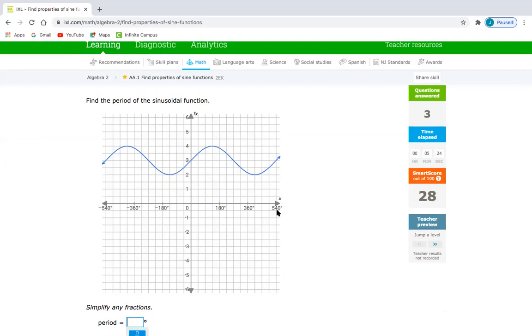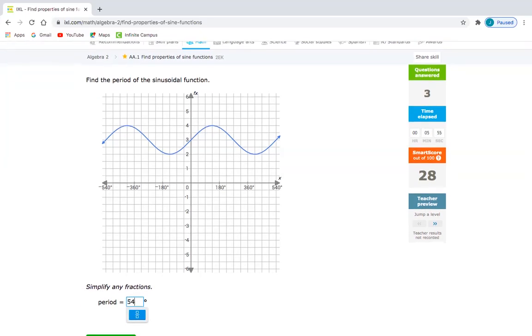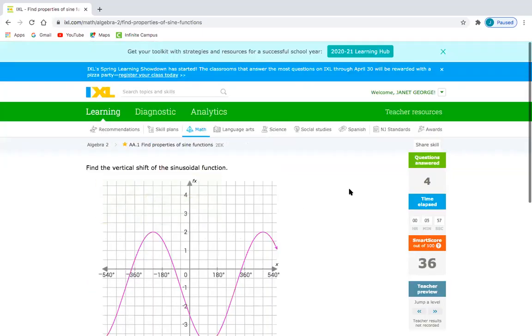Here again it is asking about the period and it's in degrees. So from top to top is how much? You see it's about 1, 2, 3, 4, 5, 6, 7, 8, 9, 10, 11, 12. And these 12 are 1, 2, 3, 4 times 3, which is 12. That means if you go from the origin all the way to the right, 12 units, you see it is 540 degrees.